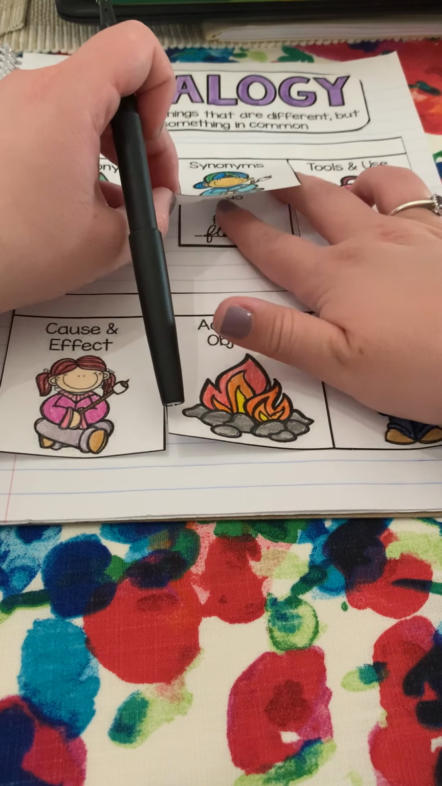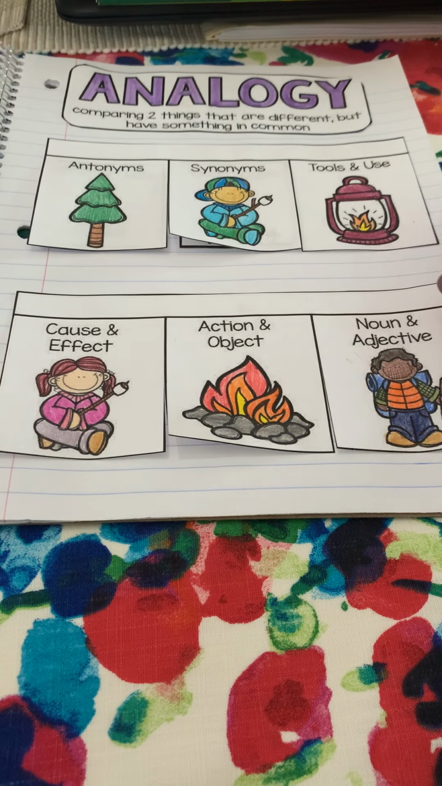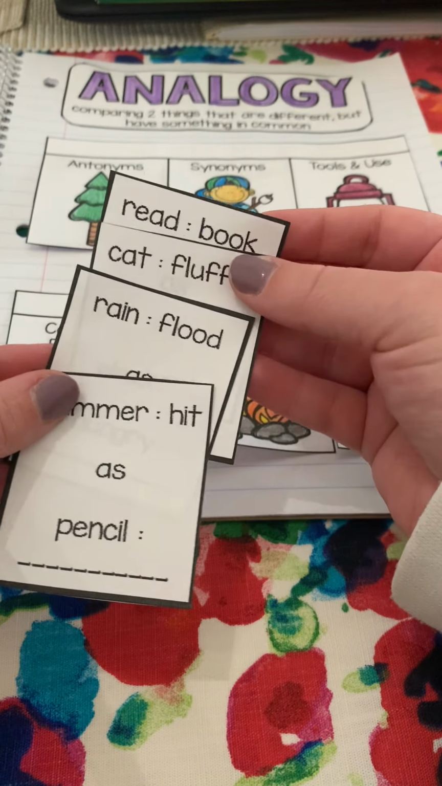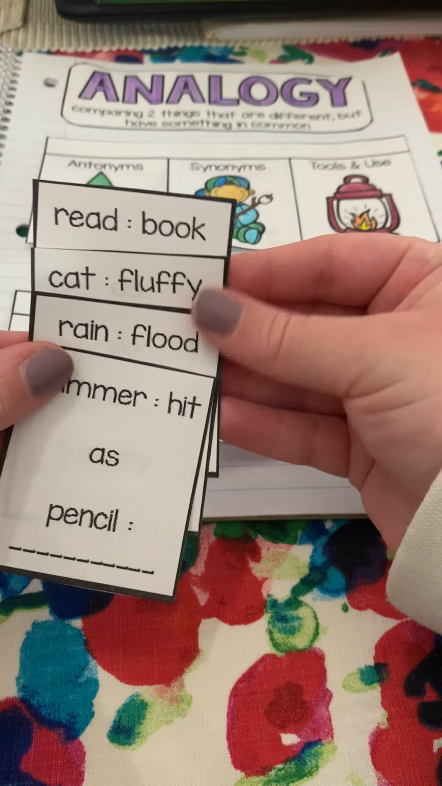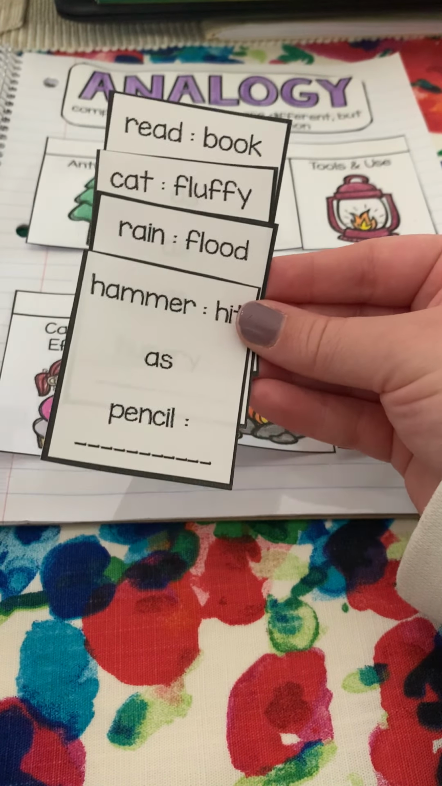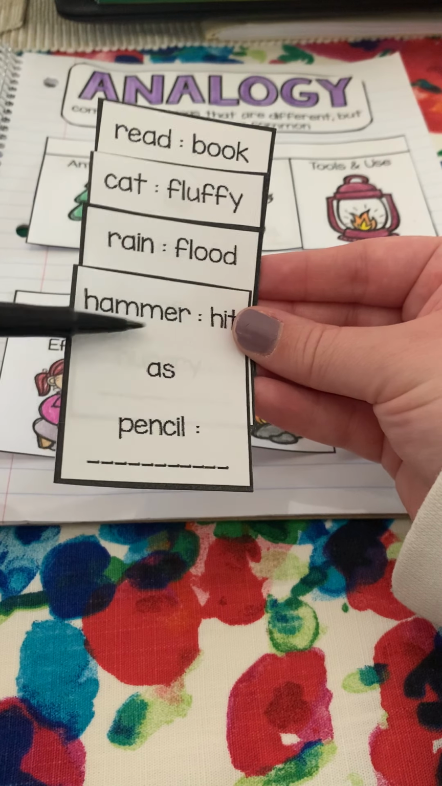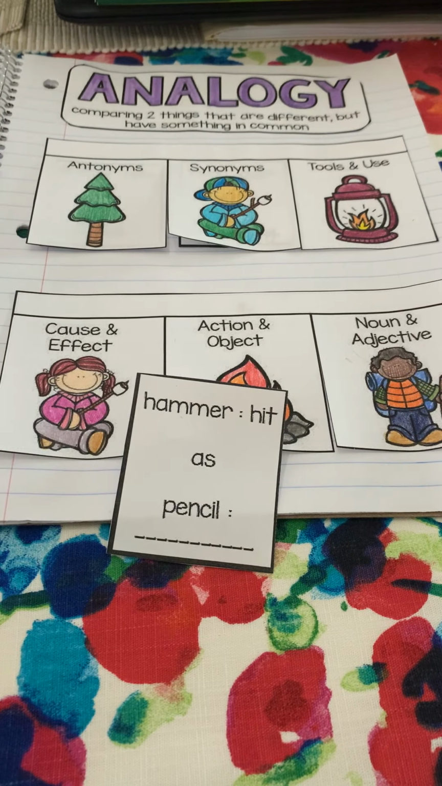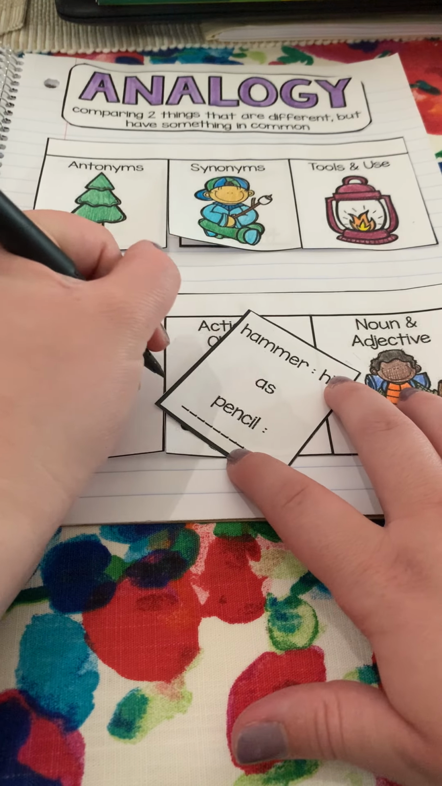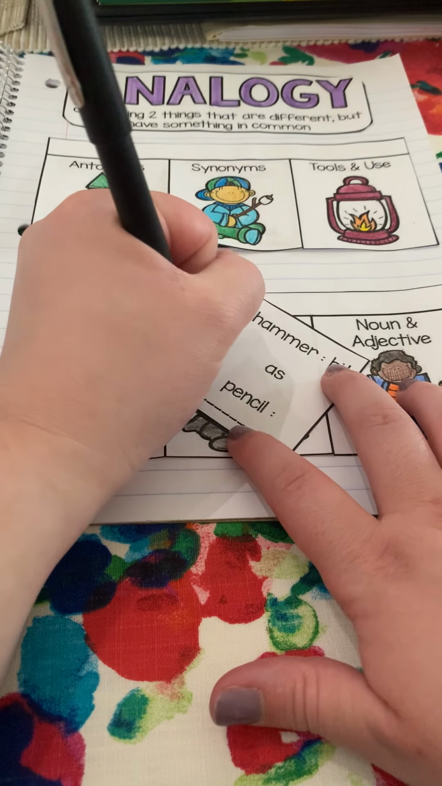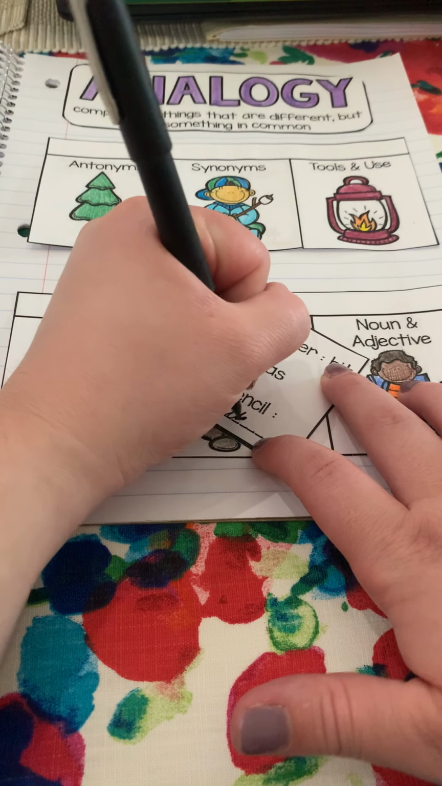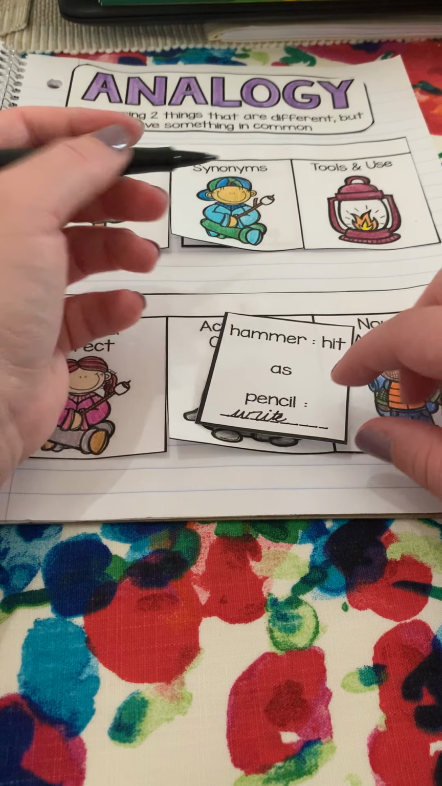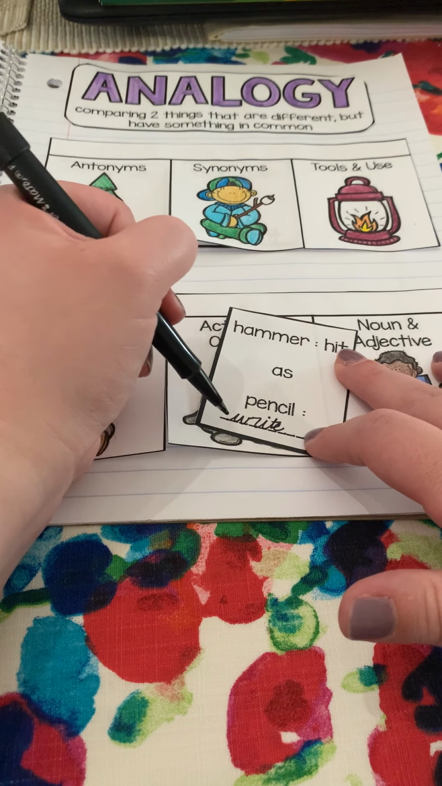The next one is tools and their use. So look at your ones that are left and find a tool. So a hammer is a tool and its use is we hit with it, right? So hammer and hit would be a tool and its use. So let's do that one. Hammer is to hit as pencil is to, so what do you use a pencil to do? What do you do with a pencil? You write with a pencil. So hammer is to hit as pencil is to write.